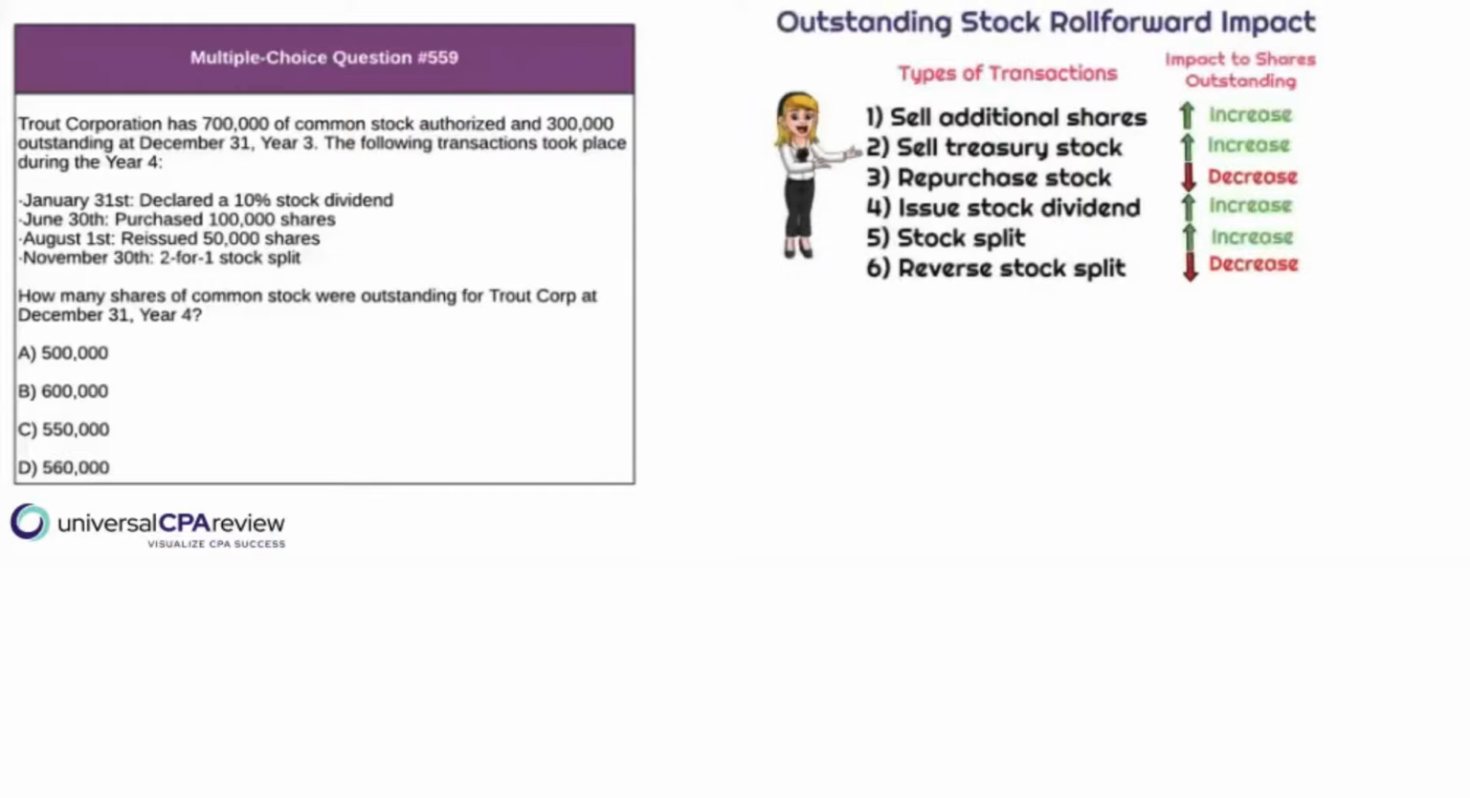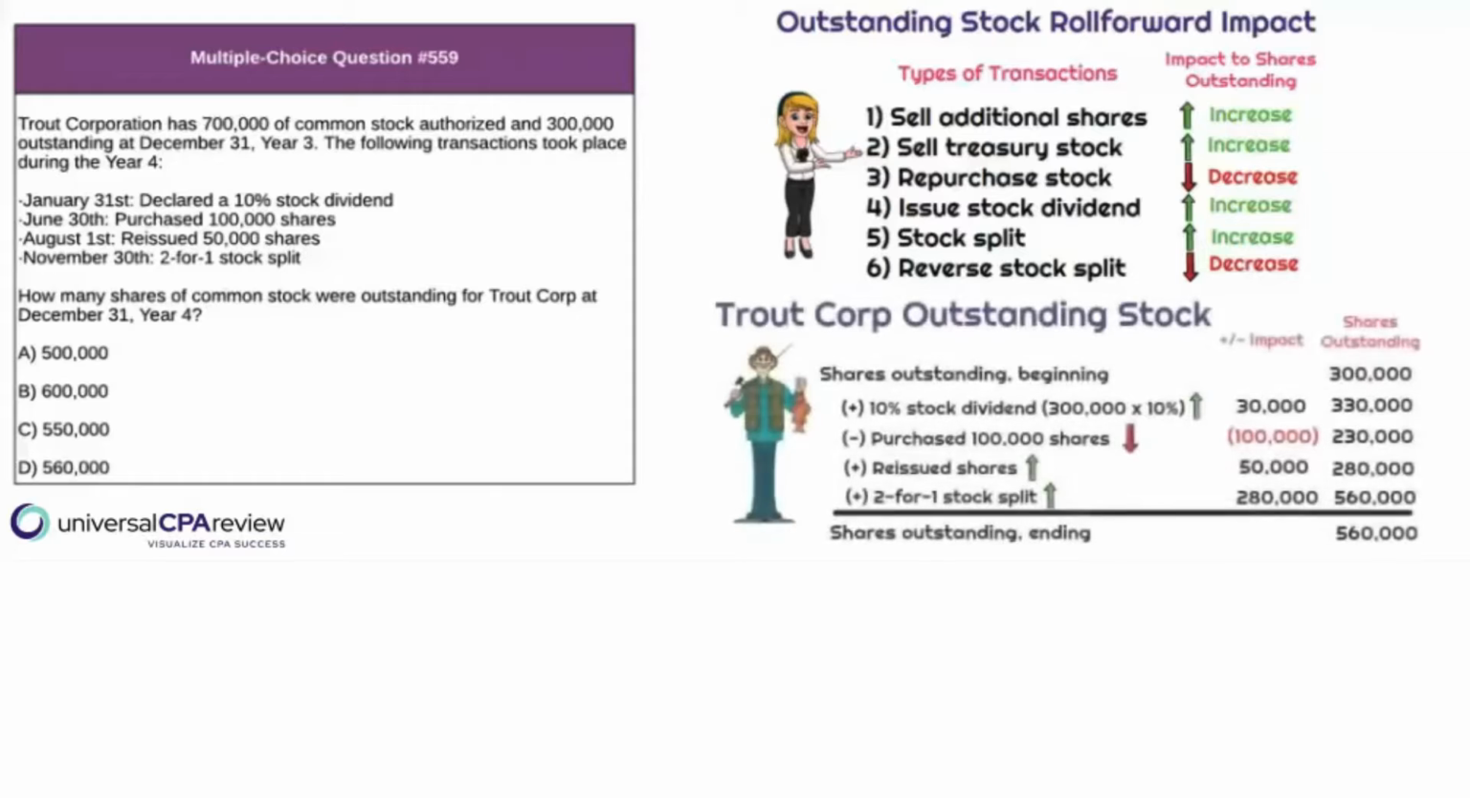So for the exam, there's really 6 different types of transactions that ultimately impact the number of shares outstanding, right? Some increase the number of shares and some decrease. So we'll keep this in mind as we go through each of the 4 transactions. And I'm going to go ahead and flash up the roll forward for the outstanding stock because I think it's going to be helpful to see how that ultimately flows in when we talk about specific transactions.